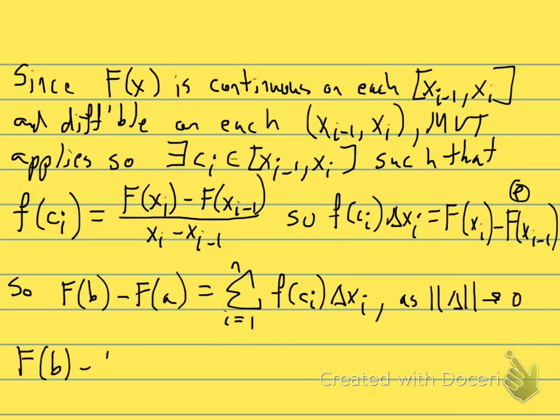So F of b minus F of a. When we let the norm of the partition go to 0, that's defined to be the definite integral from a to b of f of x dx. And that is QED for your fundamental theorem of calculus. We'll do a couple examples of it.